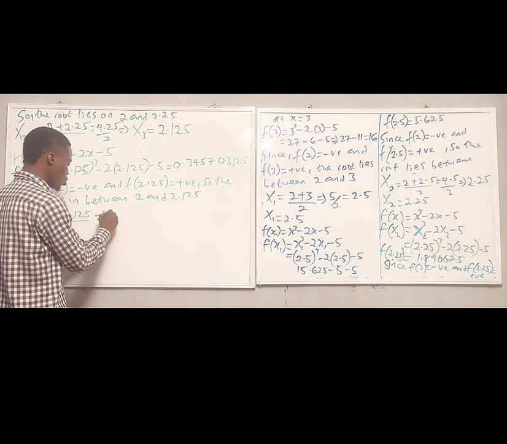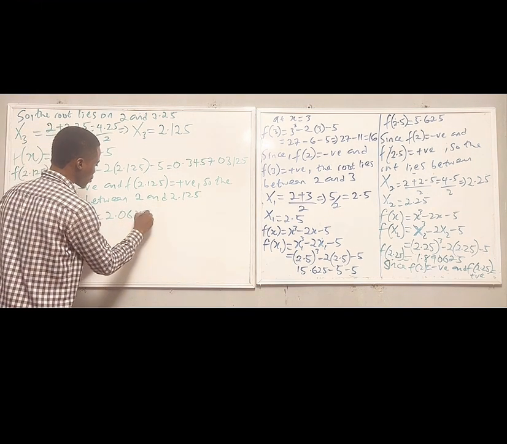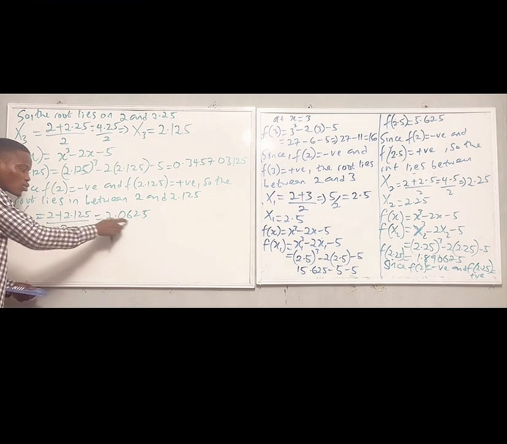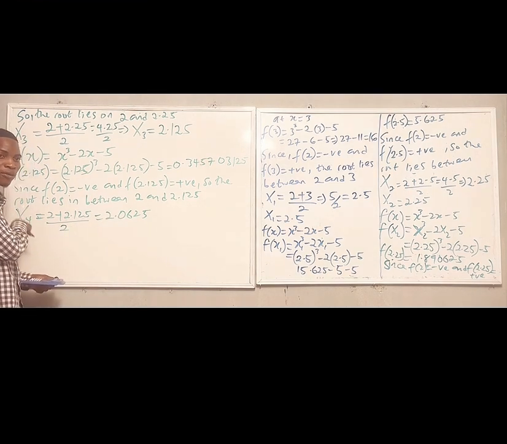So I have 2.0625. Since the question says to the sixth approximation, I have to check x6, x5. For me to get x5, I have to get x4, that is my fourth approximation to that function.